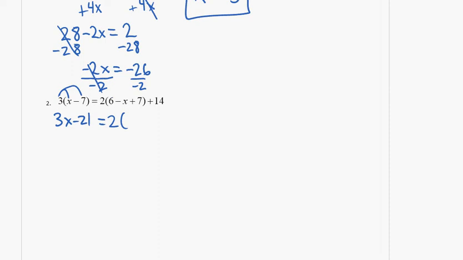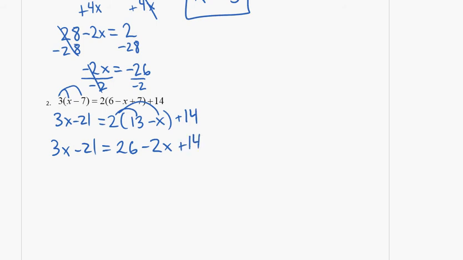Now this is a 6, and this is a plus 7, and 6 plus 7 is 13. I realize that there's a minus sign here, but that minus is what's happening with this x. That is a positive 6, and 7 is being added to it, and then this minus x is still there. And then there's a plus 14 out here. Okay, so now we've got 3x minus 21 equals, now I'm going to go ahead and distribute this and get 26 minus 2x plus 14.